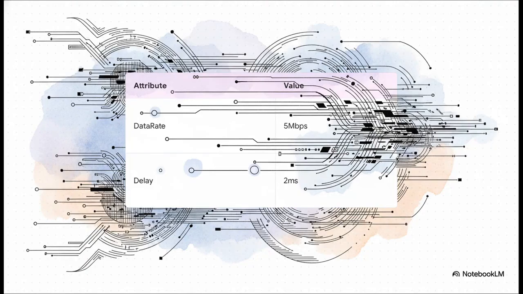And what's cool is we can define exactly what that link is like. So for our script, we're setting the data rate to 5 megabits per second. That's how fast data can move. And a delay of 2 milliseconds, which is how long it takes a signal to get from one end to the other. This is what starts to make our simulation feel a bit more real.